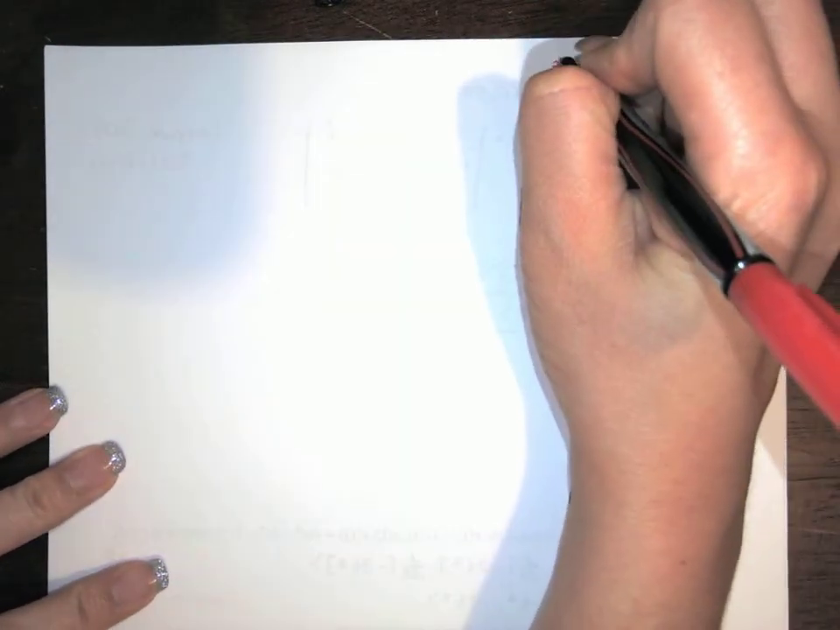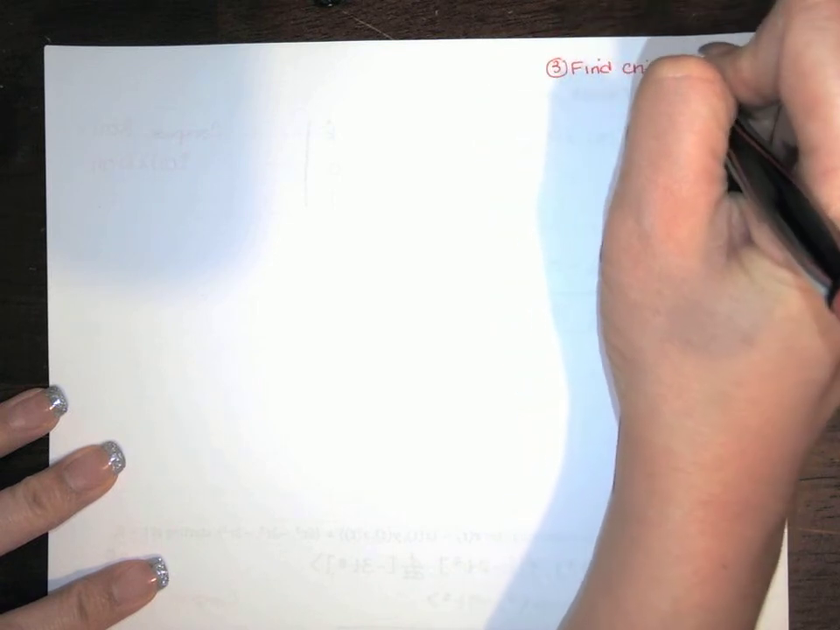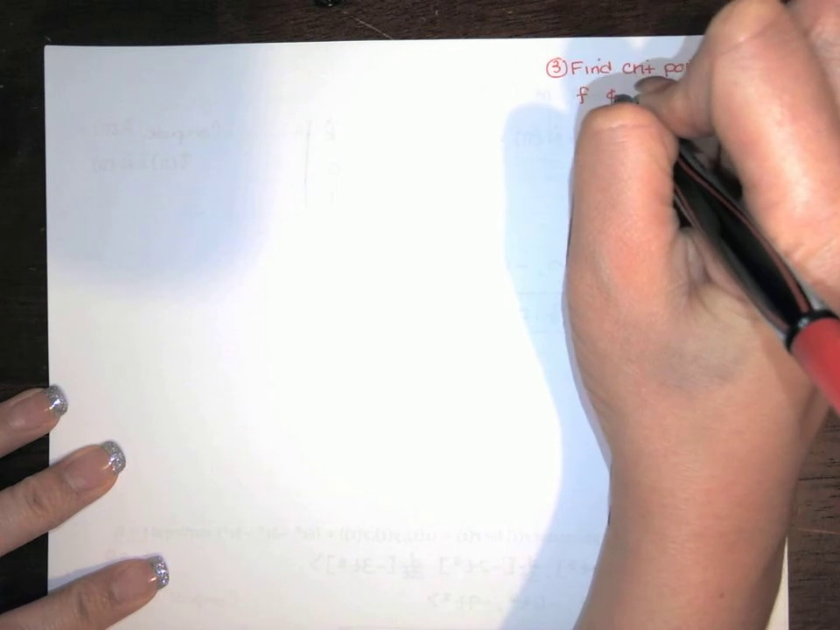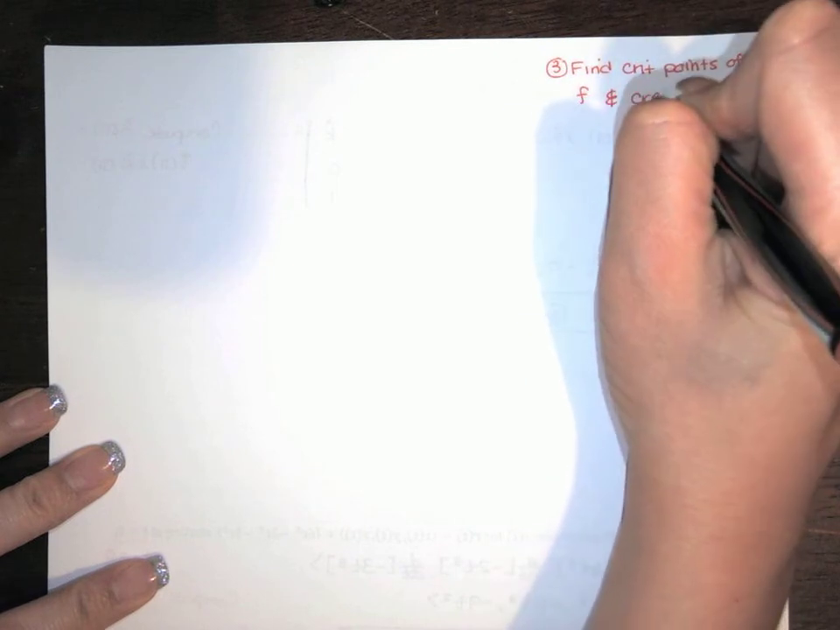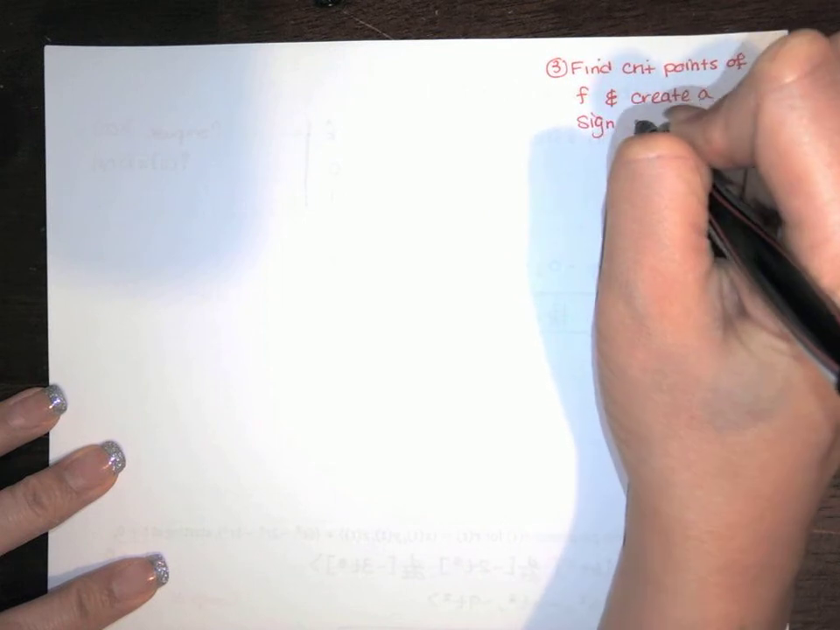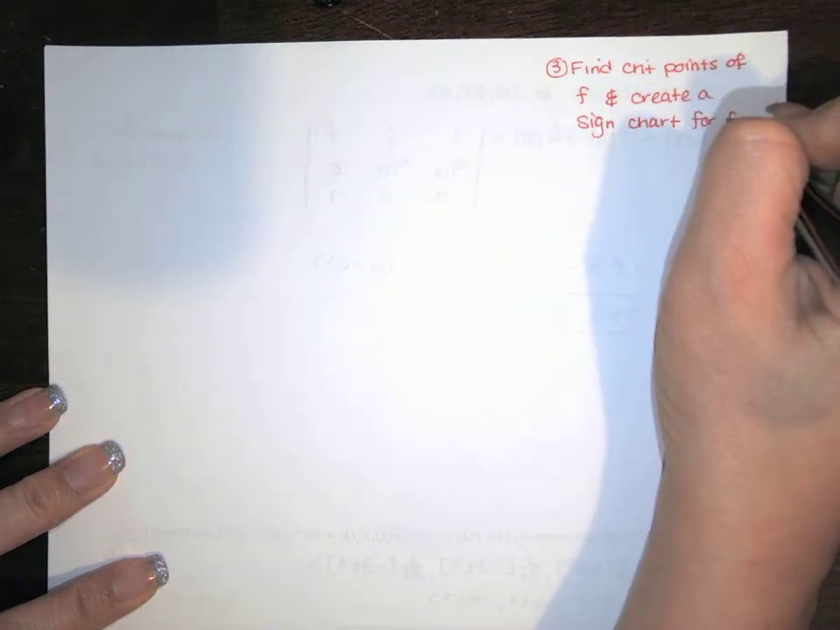So to determine the intervals where the function is increasing or decreasing, we need to find critical points. I'm going to find the critical points of f and then create a sign chart. A sign chart for f prime will tell us where the function is increasing and where the function is decreasing.